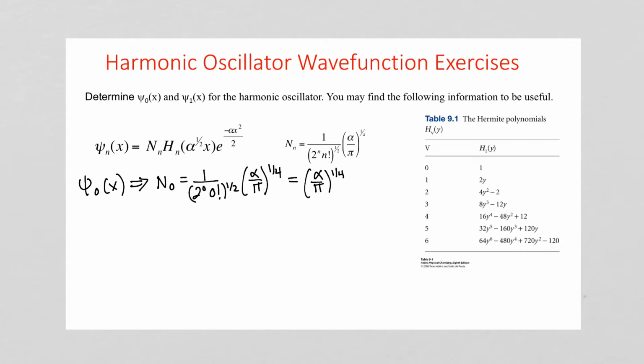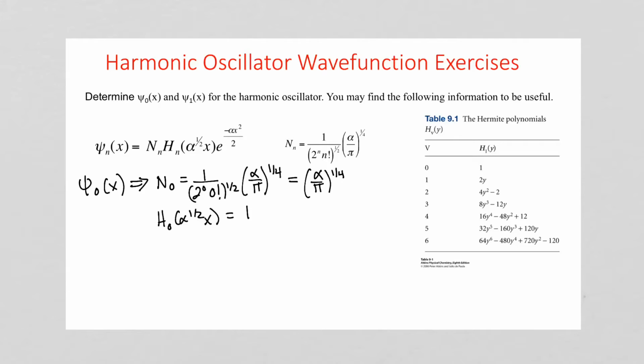Next, we want to do that Hermite polynomial. So for n equals 0, we're going to be looking at this first Hermite polynomial in our table. So again, nice and easy. It's just a 1. There's actually no function that's going to include that alpha to the 1/2 x term. So the Hermite polynomial will just be 1. So H sub 0 of alpha to the 1/2 x, in this case, will just be 1.